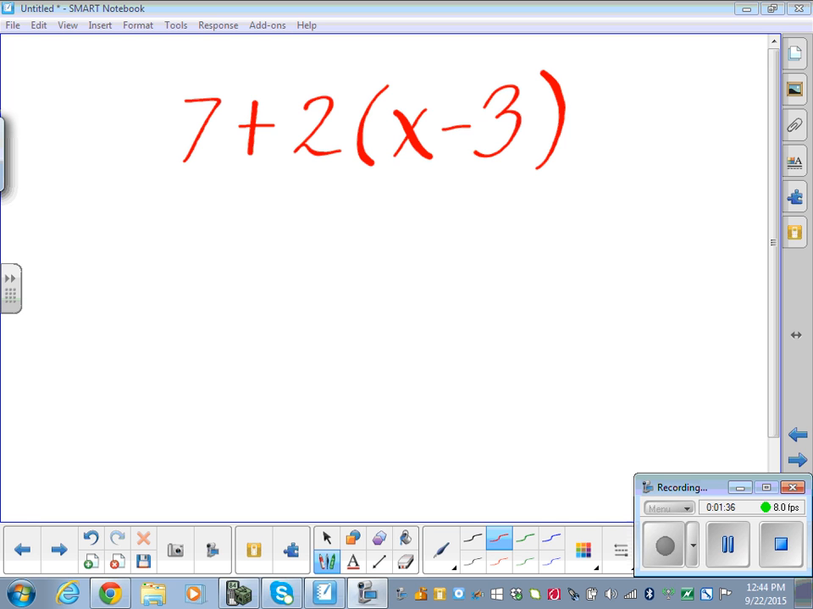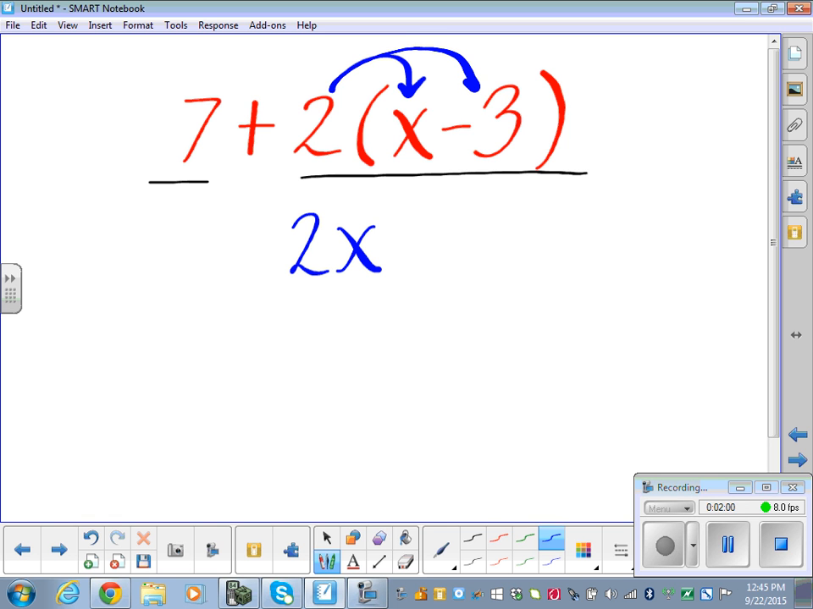All right, let's do a little bit more advanced here. This time we're going to have to distribute and combine like terms. So looking at this, we have 7 plus 2 times all that stuff. So before we combine like terms, we need to distribute our 2 through to what we're multiplying it by. So we have 2 times x, which is 2x. And then we have 2 times negative 3, which is negative 6. So now we've distributed that through. Don't forget it's 7 plus all that stuff that we just distributed through. And now combine like terms and write it in standard form.